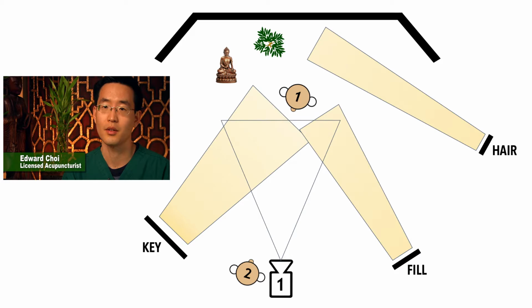On the left, I have the key or primary light that is the strongest, that's illuminating the left side of Ed's face. And then on the right, I have the secondary, or what's called the fill light, that's illuminating the right side of his face. And you can see that side's a bit darker than the left side. This is a common way to create contrast and interest when lighting a subject.